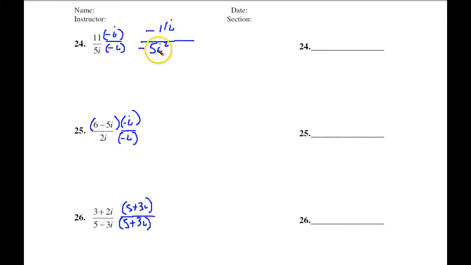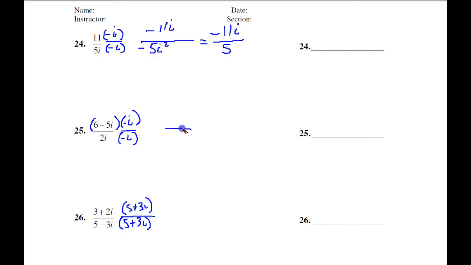Now, notice i squared is what? A negative 1. So this changes its sign. The top is still a negative 11i, but the bottom now becomes a positive 5. Okay? Now you might say, wait, negative divided by a negative. No, remember, you have to do this first. Get that i squared is a -1, so this became a positive.